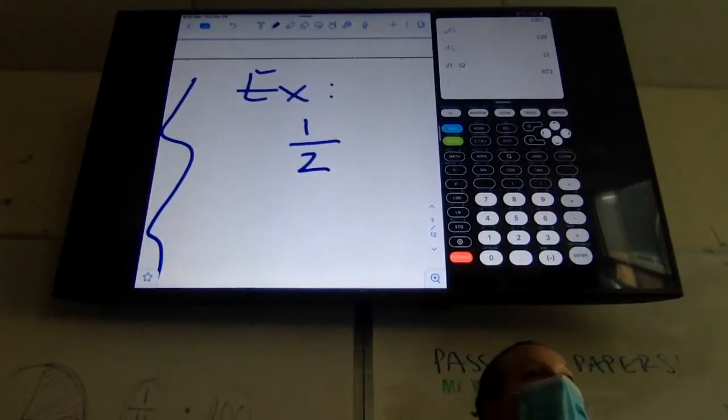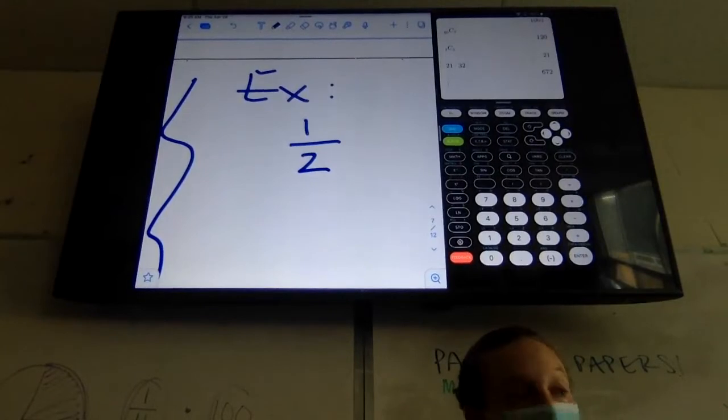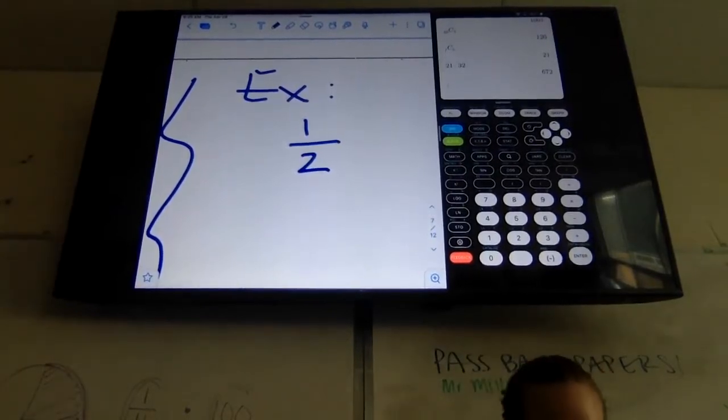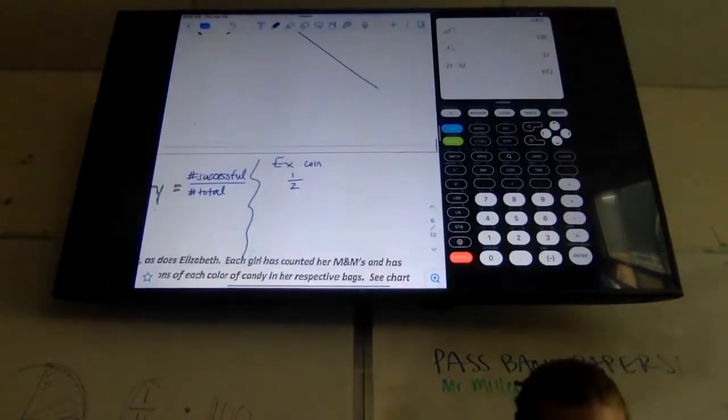You're going to pick heads or tails. I always like to say heads. And then there are 2 possible answers, heads or tails. So the number of successes is 1. The number of total things that could happen is 2. So that's my coin. What about if I was rolling a dice?